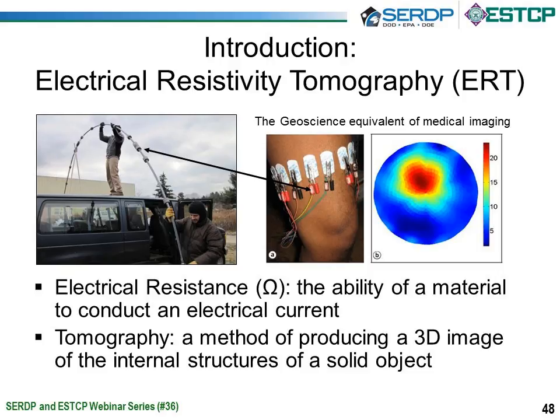So what is electrical resistivity tomography? You can think of it as the geoscience equivalent of medical imaging. If we have somebody's knee or somebody's skin and we wrap electrodes around it and we want to collect measurements at different configurations, we can then use some type of transformation to determine what is happening beneath someone's skin. Well, the same is true when we go out and do an electrical resistivity tomography survey.